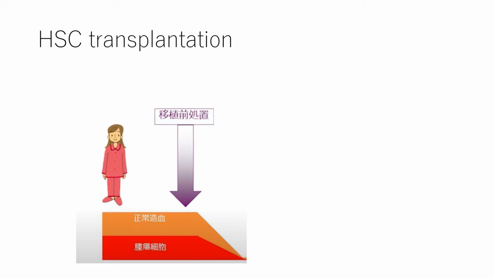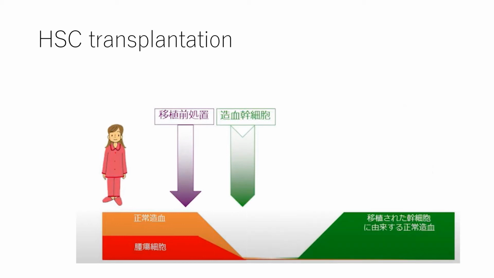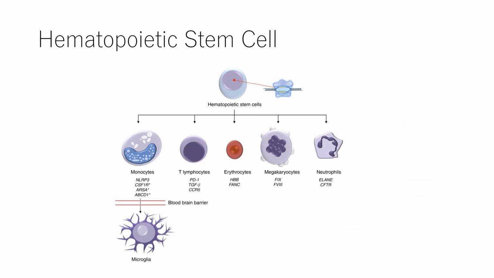In order to prevent this from happening, HSCs are introduced from outside the body to restore the immune system. This restores the patient's hematopoietic capacity and immune function, which can be done through allogeneic or autologous transplantation. Hematopoietic stem cells are the cells that differentiate into cellular components such as white blood cells, red blood cells, and platelets, and are important for immune function.